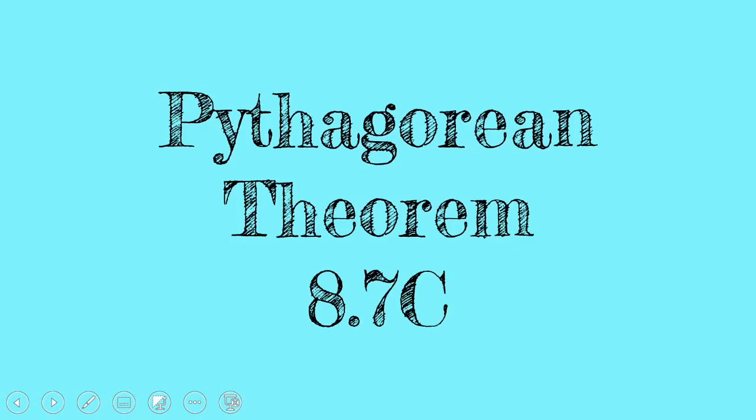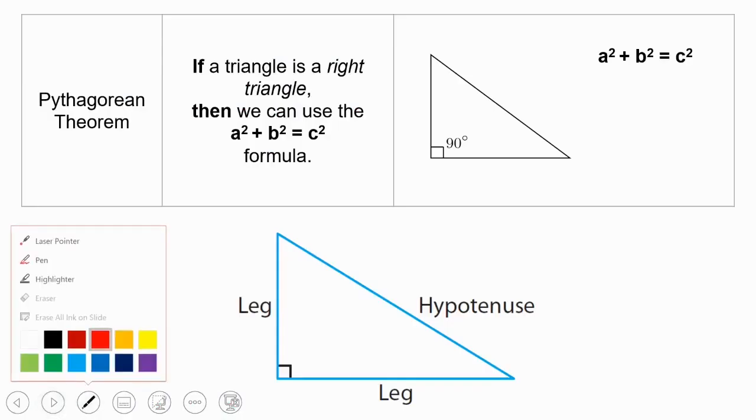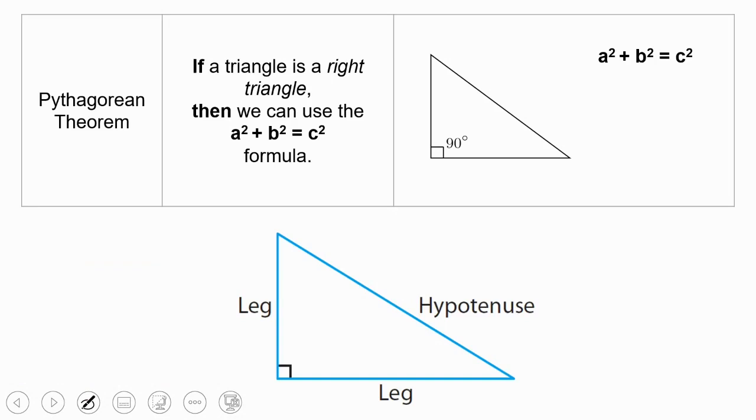Alright guys, so in this video I'm going to be discussing the Pythagorean Theorem, and that is TEK 8.7c. So what is the Pythagorean Theorem? Well, the Pythagorean Theorem is a formula, and this formula involves right triangles. So in this statement here I said if a triangle is a right triangle, then we can use the formula a squared plus b squared equals c squared.